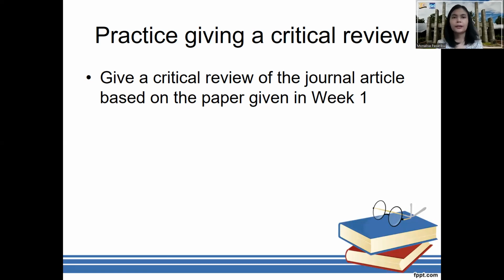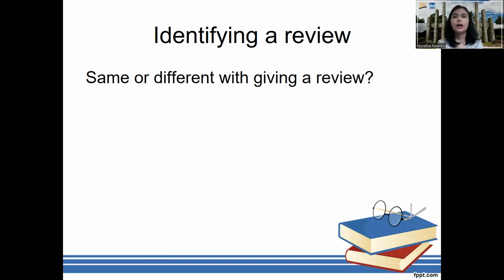And then later in the practicum session, you are going to share your work with your friend. Before that, I actually have a question here. Identifying a review: do you think identifying a review is the same as or different from giving a review? Please answer this question on your own, and then later in the practicum session, the first thing that I'm going to ask you is this one. And please also explain why it's the same or why it's different.